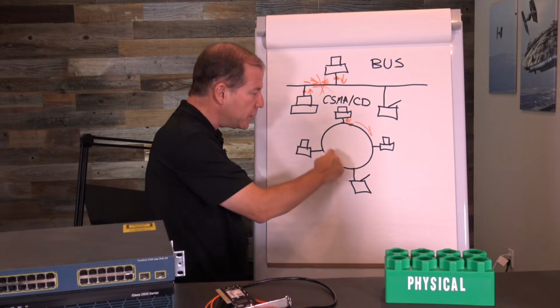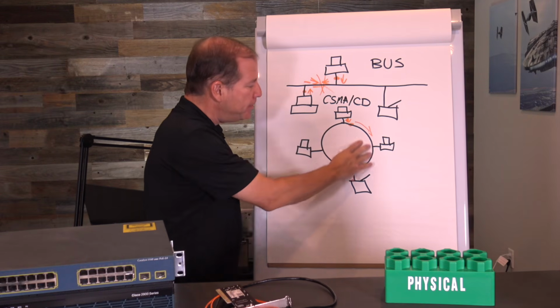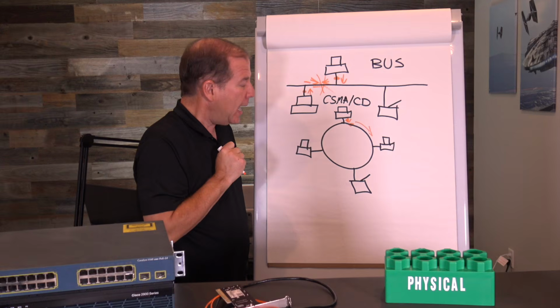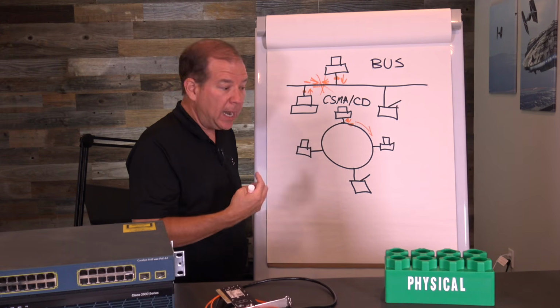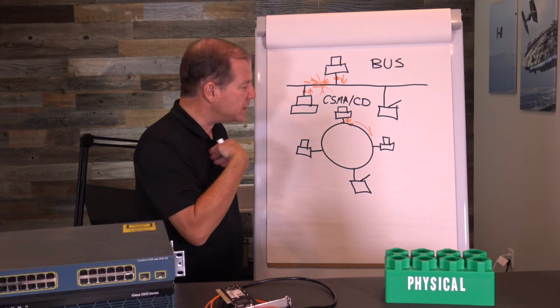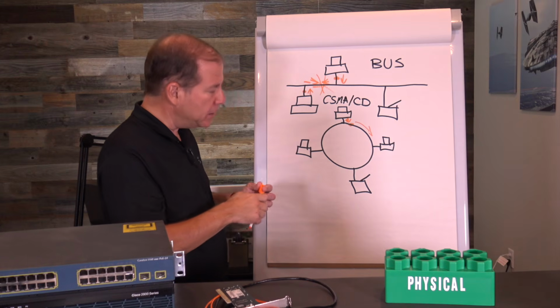And the token circulates around the ring, so there's no contention like we had with the bus topology. The token circulates around the ring, and that's the only way we can transmit. We have to be in possession of an empty token, and we look at those tokens to see if the data is for us. Now, this is how things logically work, but physically, we're talking about the physical layer.